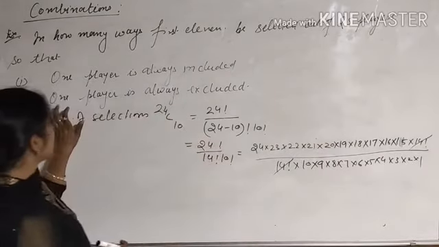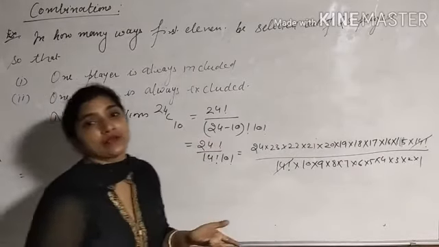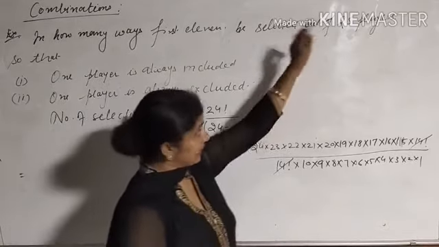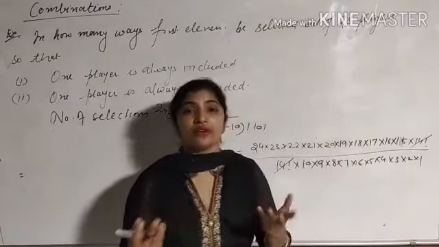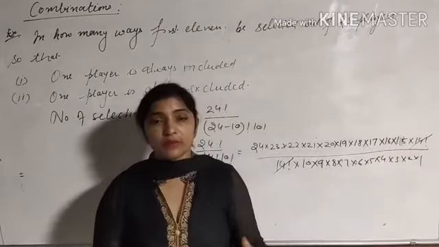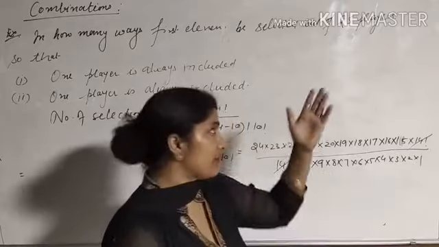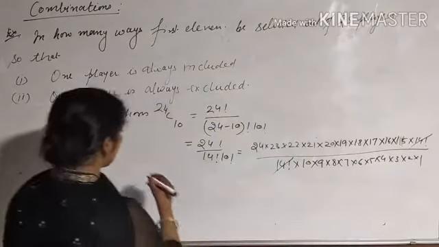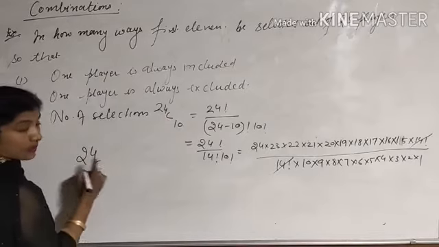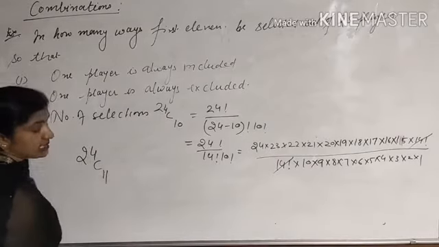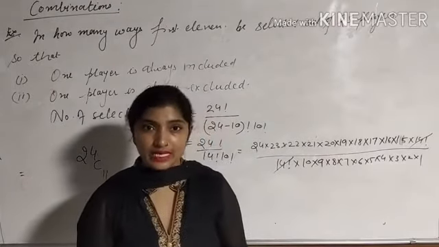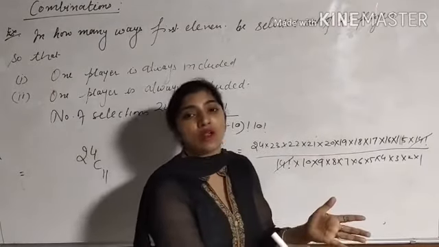In the second case, when 1 player is always excluded, means you have to exclude 1 player always. Again, the selection is out of 24 students, because 1 player you always have to exclude. So the number of players that remain are again 24, but now you have to select how many players? 11 players among these 24 players. Okay, because 1 player has to be excluded always.